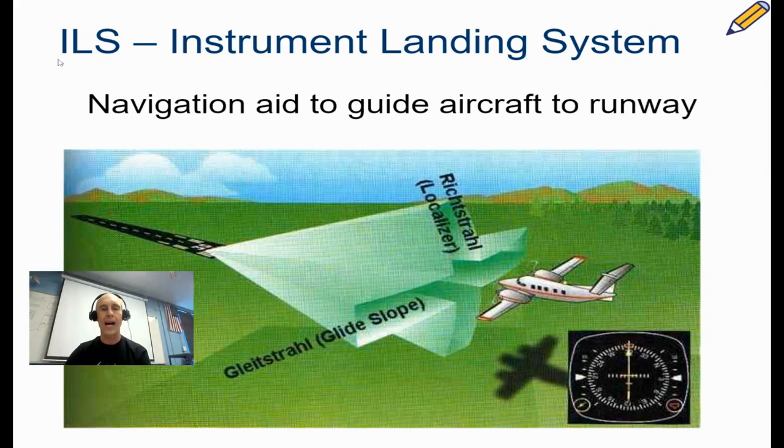Next one is ILS. Please write that down. Instrument Landing System. This is a navigation aid to guide aircraft onto a runway. They use two different things: a localizer, which is the altitude adjustment, and then a glide slope, which is your left to right. You're going to use this piece of equipment in your cockpit to identify if you need to go left, right, up, or down on this glide slope using the ILS.